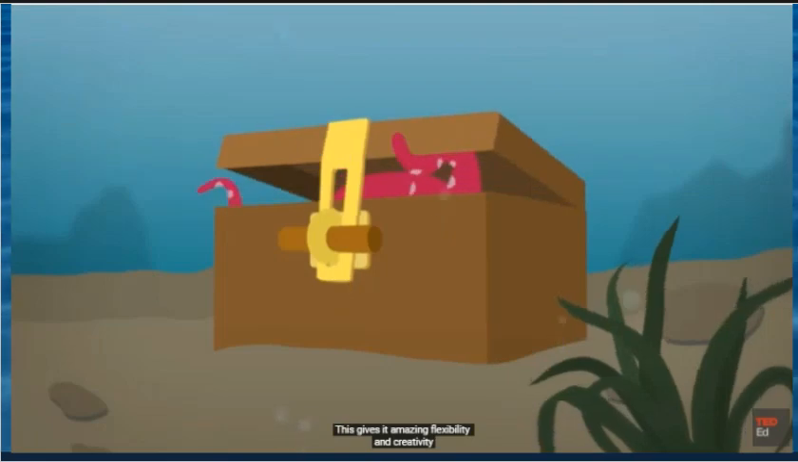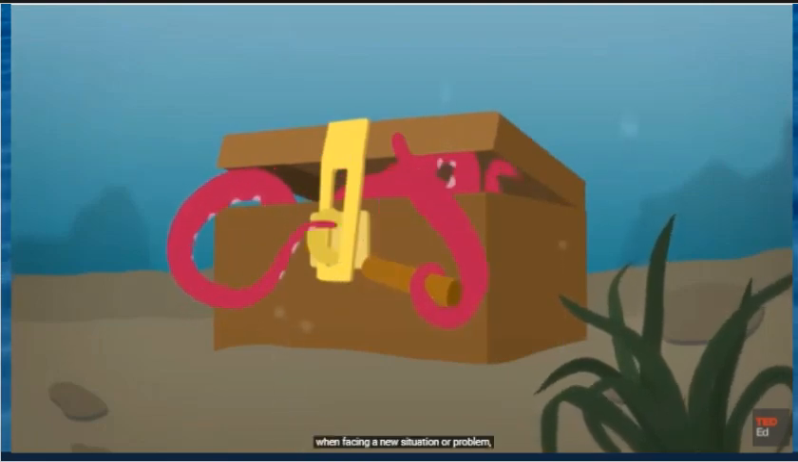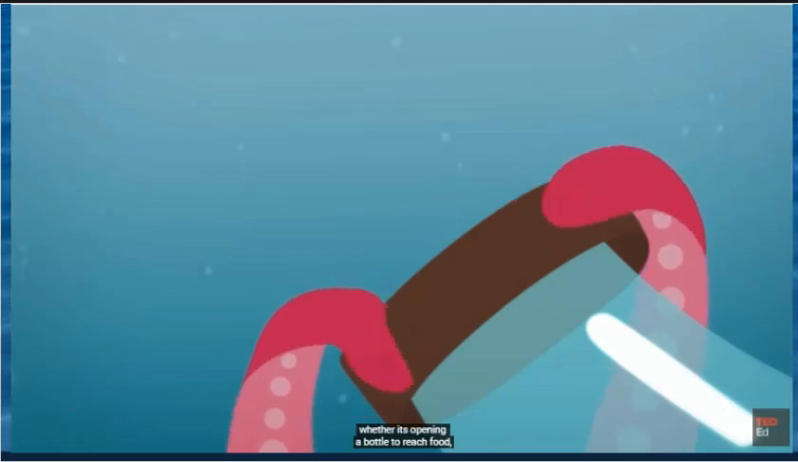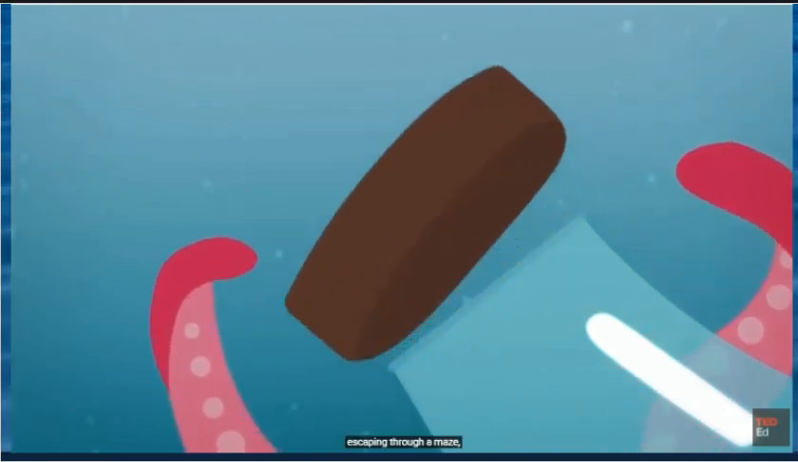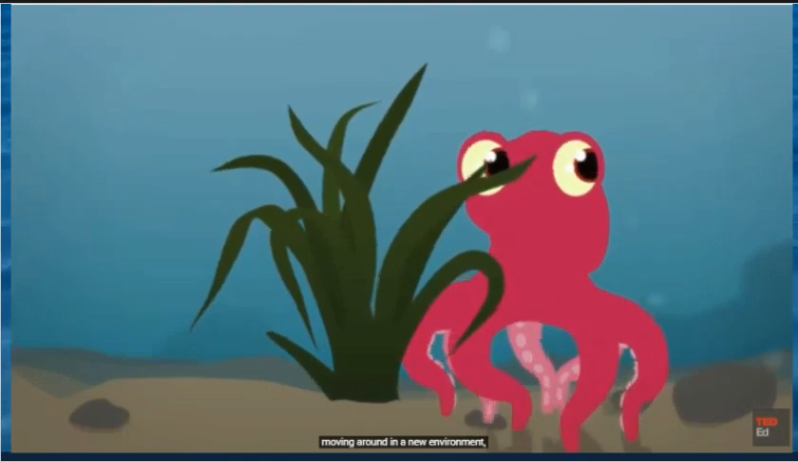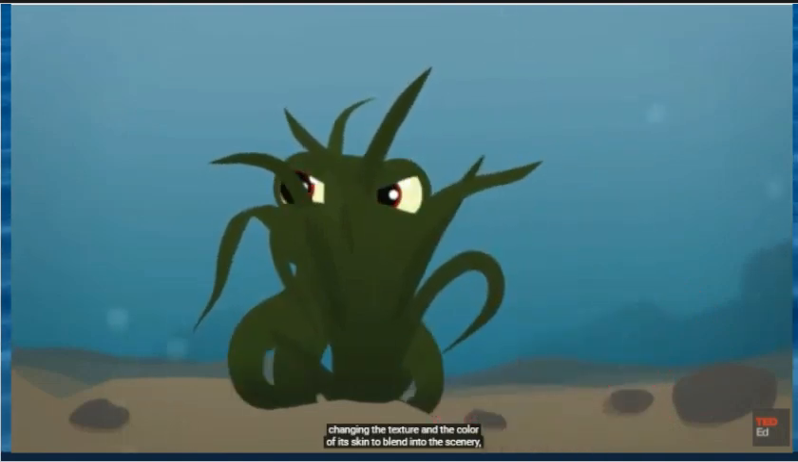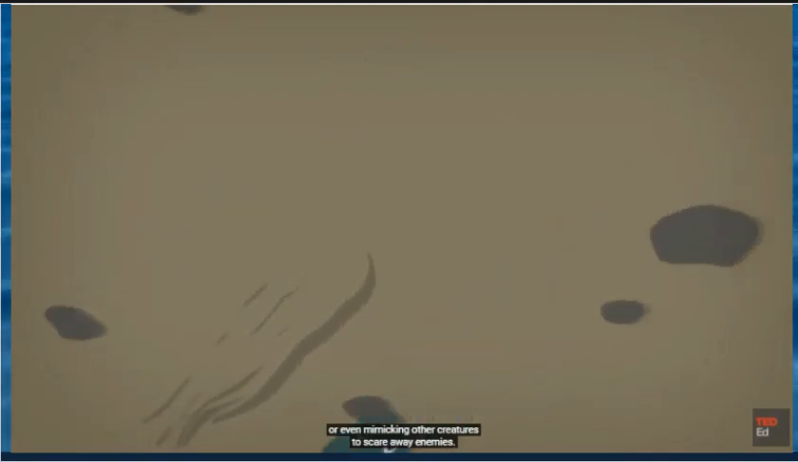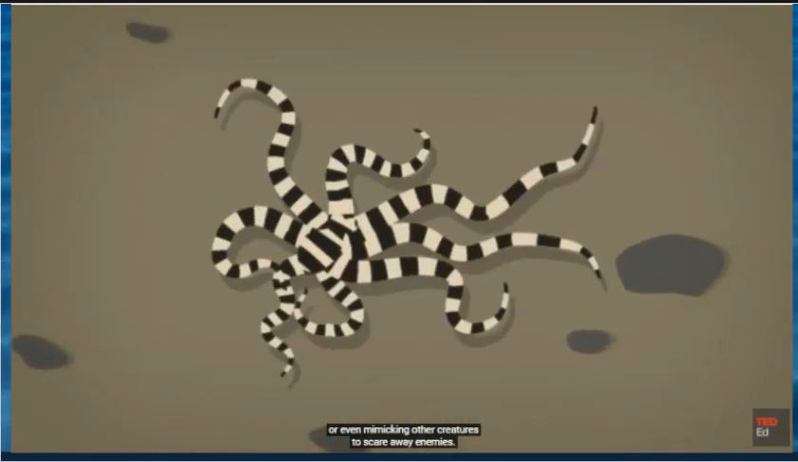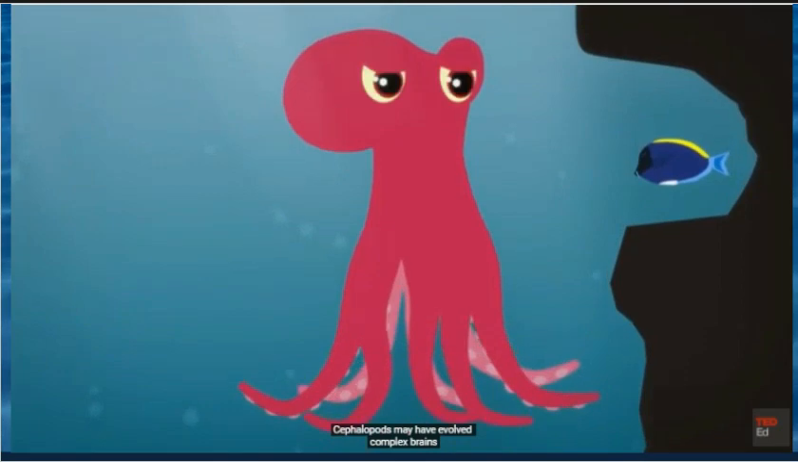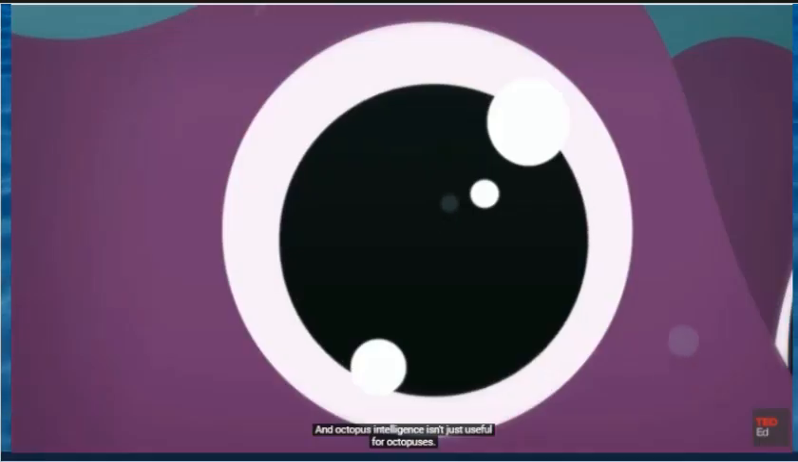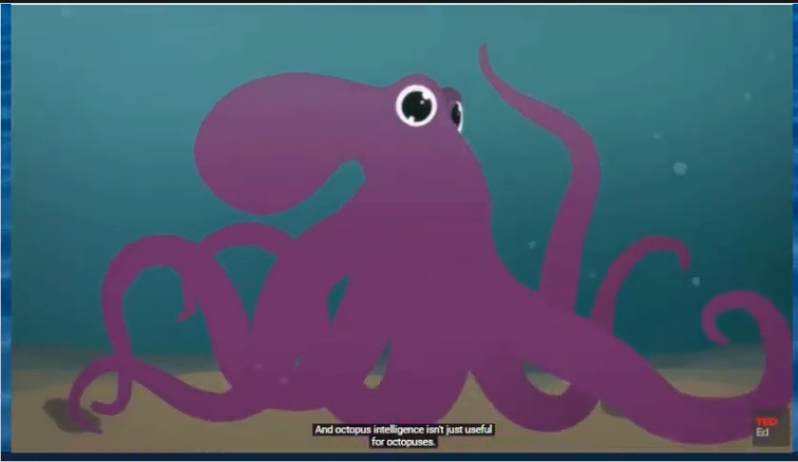This gives it amazing flexibility and creativity when facing a new situation or problem. Whether it's opening a bottle to reach food, escaping through a maze, moving around in a new environment, changing the texture and the color of its skin to blend into the scenery, or even mimicking other creatures to scare away enemies. Cephalopods may have evolved complex brains long before our vertebrate relatives, and octopus intelligence isn't just useful for octopuses.